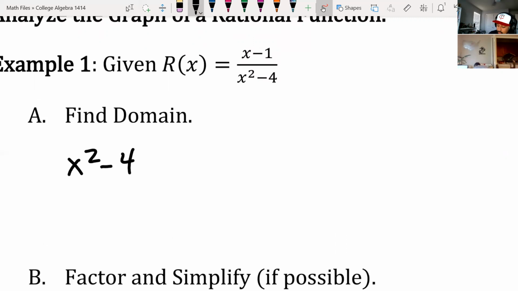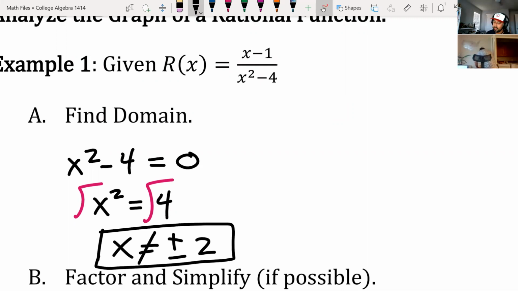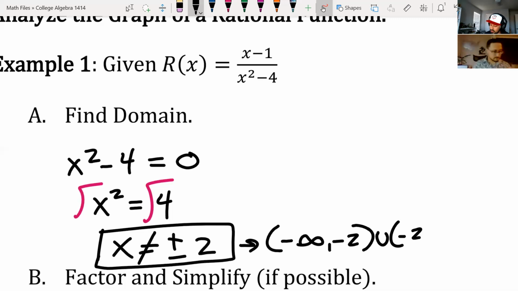and set it equal to 0. We'll just move the 4 over and then square root both sides. And you're going to get x equals plus or minus 2. But we know this can't happen because if x is positive 2 or negative 2, the denominator would become 0. So here's our domain. X can't equal positive 2, x can't equal negative 2. And even if you wanted it in interval notation, it'd be negative infinity to negative 2, union, negative 2 to 2, union, 2 to infinity.